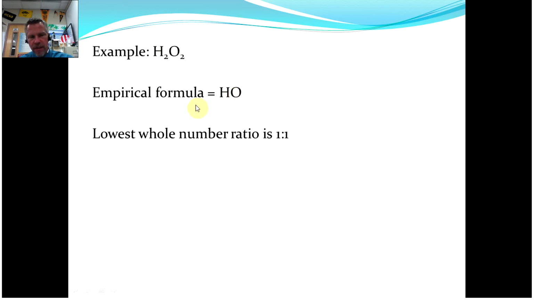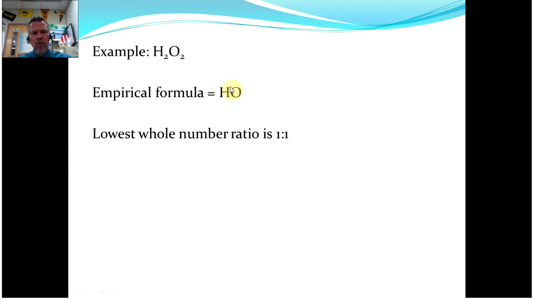Now I don't have it on the slide, but compare that to the formula for water, H2O. H2O is the empirical formula for water because it is the lowest whole number ratio. You can't simplify that like you were able to simplify this one, H2O2, into this more simple version.